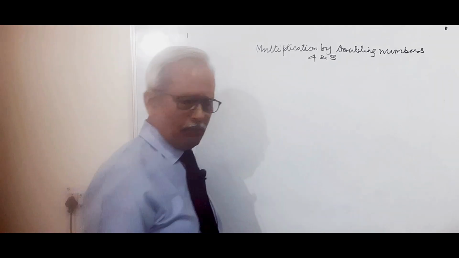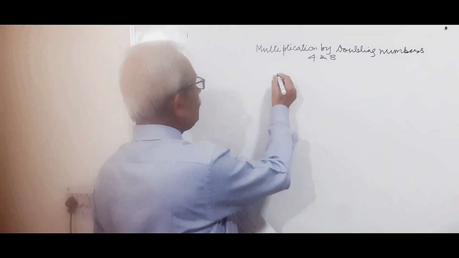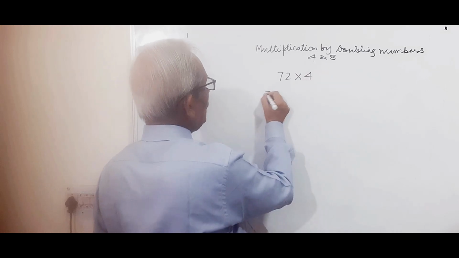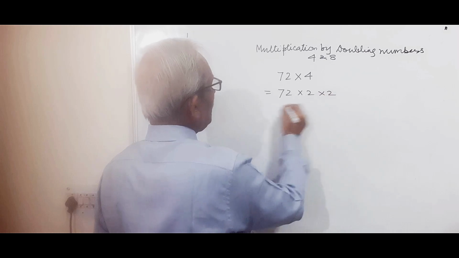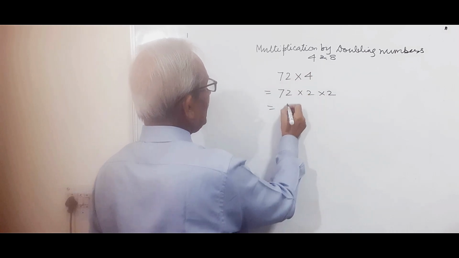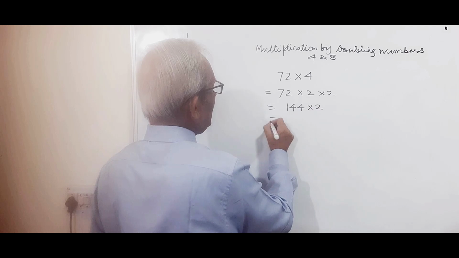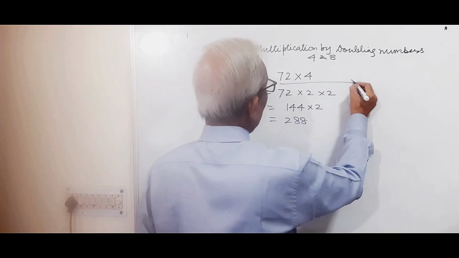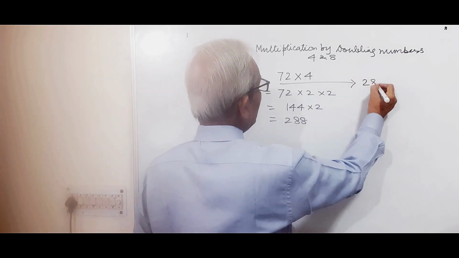I'll take another sum for you to understand. 72 into 4. Rather than doing it straight away, what will we be doing? 72 into 2 into 2, which you can mentally do. 72 into 2 is 144, into 2 is 288. We need not write all these things, we can straight away write from here. 72 into 2 is 144, into 2 is 288, that is the answer.